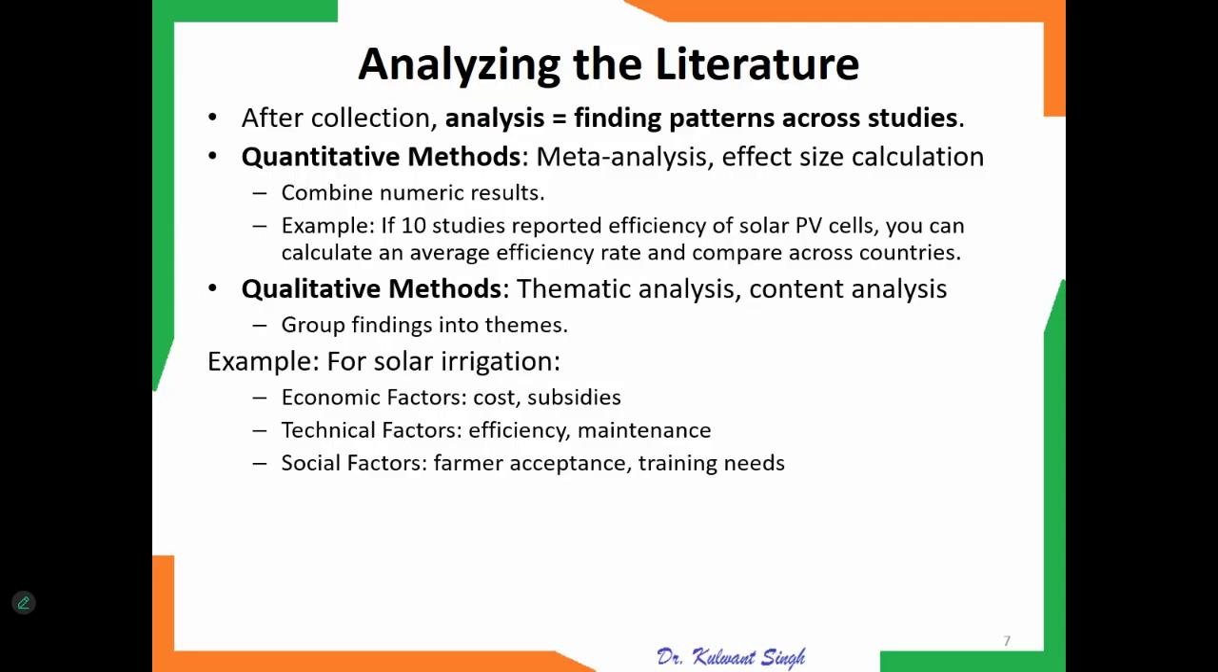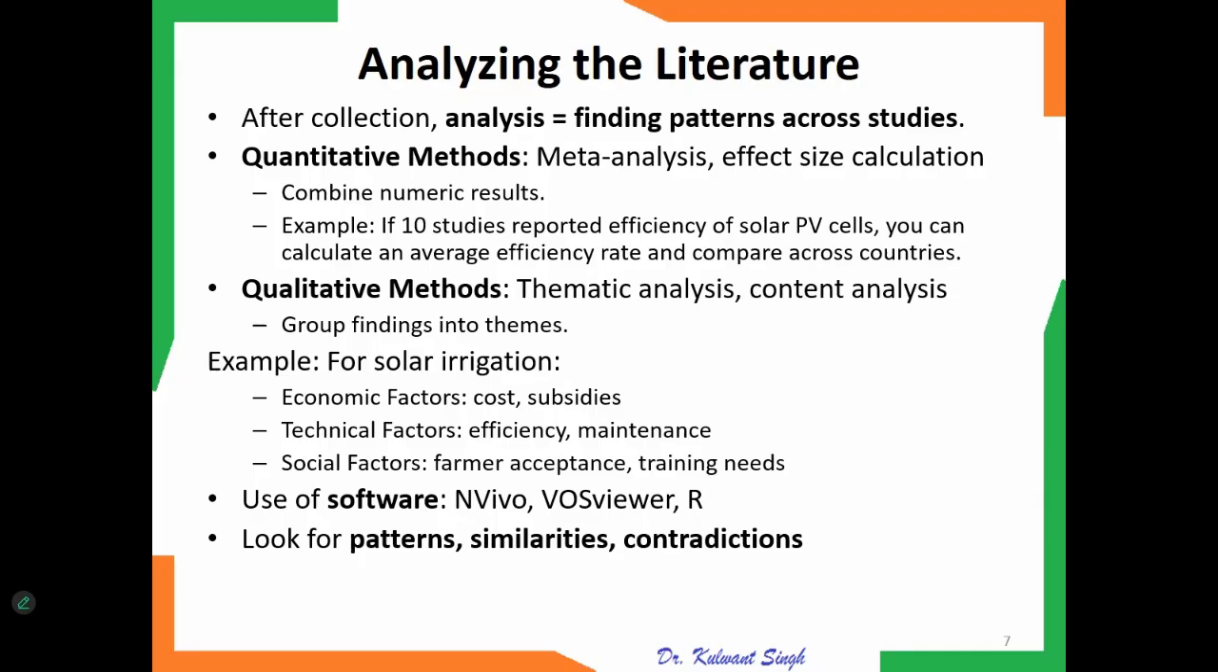Then the second theme may be technical factors, where we will collect all the papers where efficiency and maintenance are reported, and we will report them. Then social factors may be there, like farmer acceptance, or any training needed for the farmers for adoption, to increase the adoption rate. So this is the way of writing in a thematic or content analysis. That is the qualitative method. We can also use software for qualitative and quantitative presentation or analysis of the literature, such as NVivo and VOSviewer.